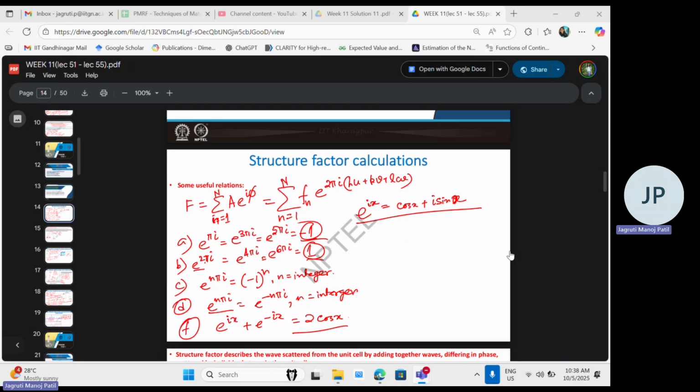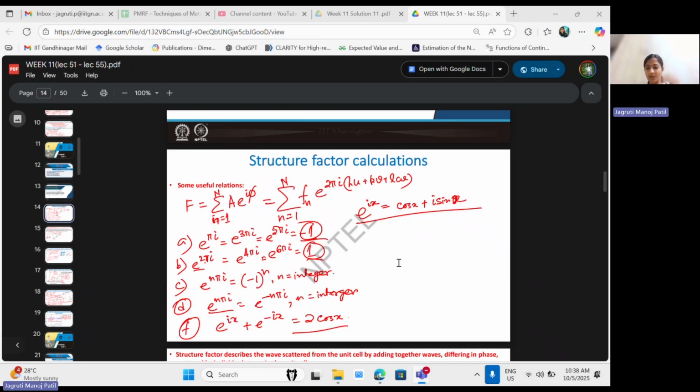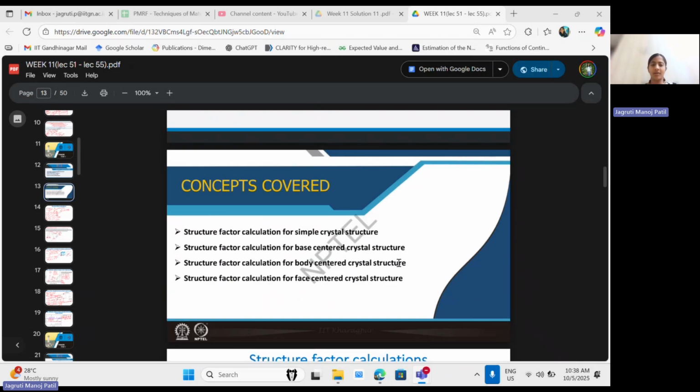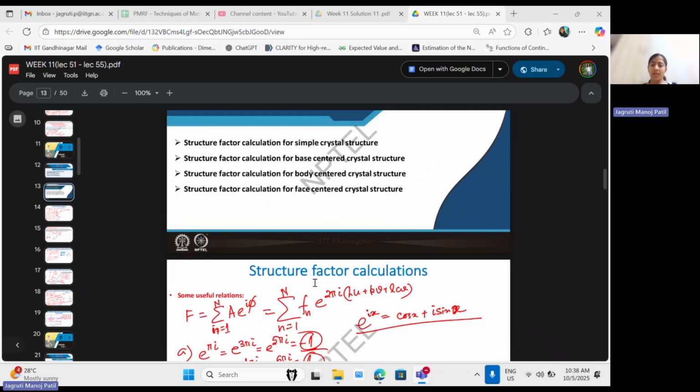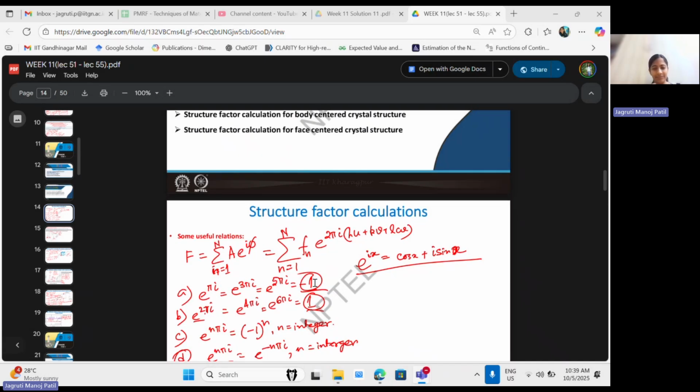Okay, so I guess that's almost time, and then we can directly go over to the structure factor calculations now. So we'll see the structure factor calculation for a simple crystal structure, for a base-centered crystal structure, for a body-centered one, and for a face-centered one. To know about this, I hope you know the structure and how the relationships vary, like it's equal in some cases, and in others it follows one-third relationships, two-third relationships. I'm not from this exact background, but I do remember a few of the things, and I would be able to help you through that.